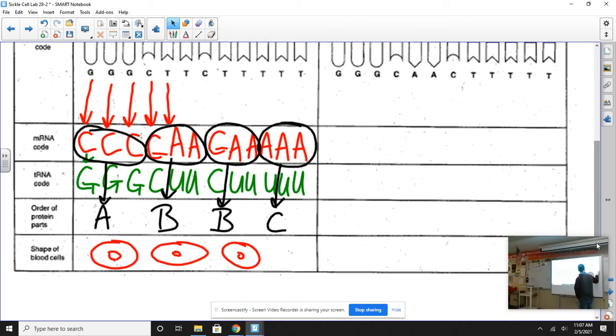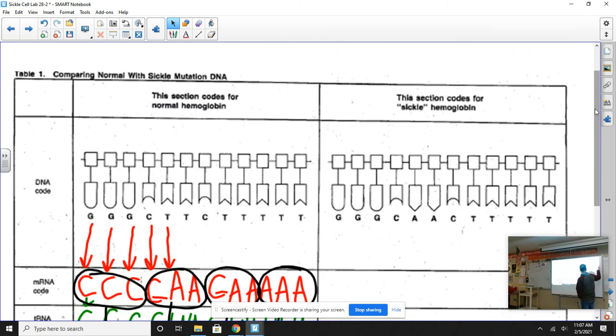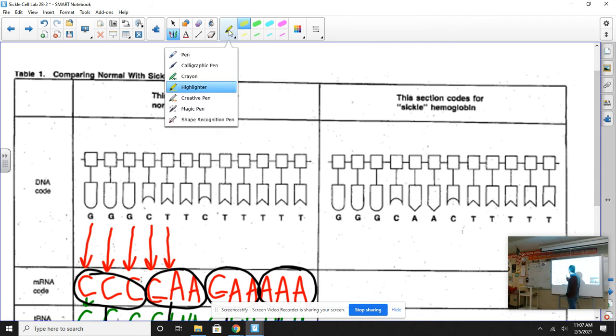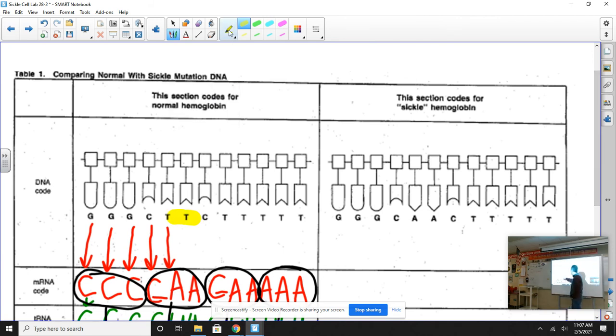Now for the sickle hemoglobin DNA. If you compare the DNA, the reason these are all different is that if you look at it, 2 letters are different. T's got mutated to A's. And just because of those 2 being mutated, it's going to give us a different protein part, and it's going to cause sickle cell anemia.